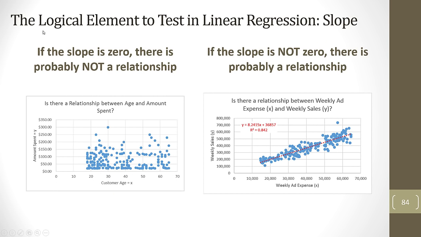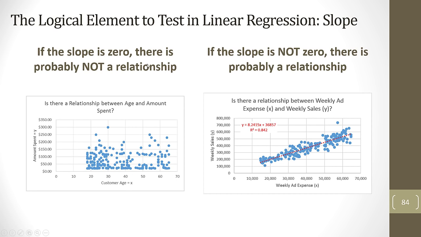And here we want to ask, what is the logical element to test in linear regression? And of course, it's the slope. Because imagine here, the slope, well, we clearly are going to get some number that's not 0. Over here, the slope probably would come out close to 0. So when we're testing whether there's a significant relationship between x and y, we test the slope.